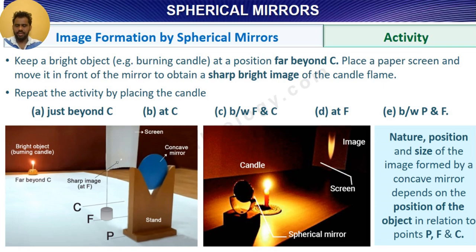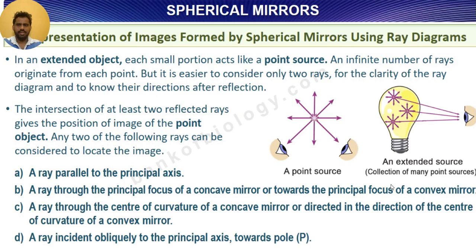Repeat the activity by placing the candle at different points: just beyond C, at C, between F and C, at F, and between P and F. The nature, position and size of the image formed by a concave mirror depend on the position of the object in relation to the points P, F and C.